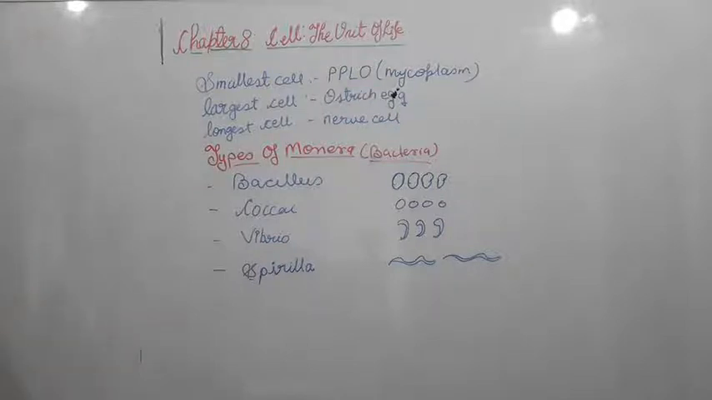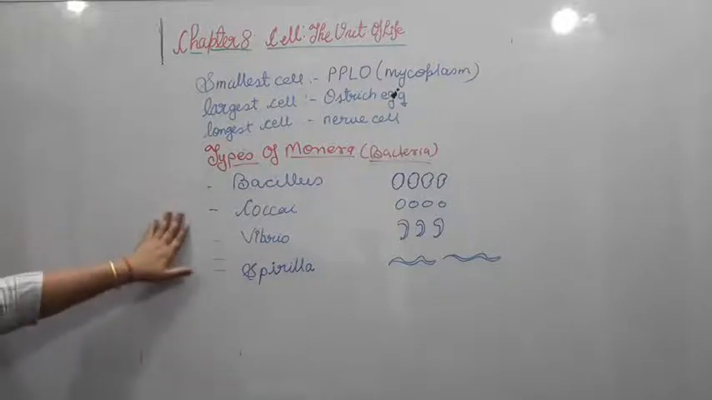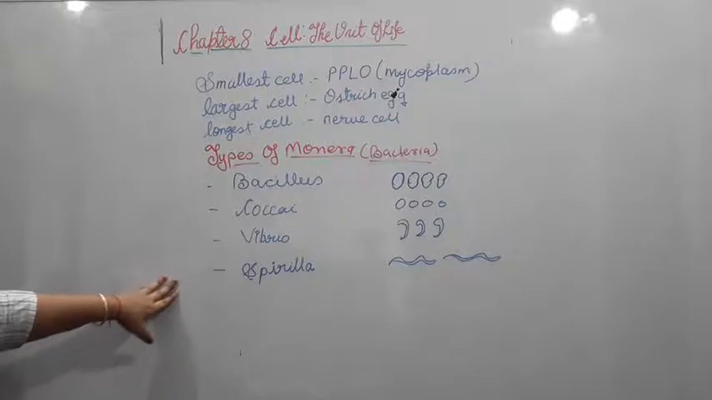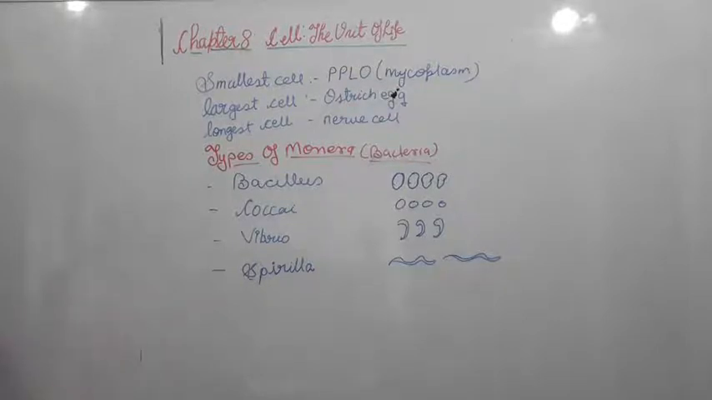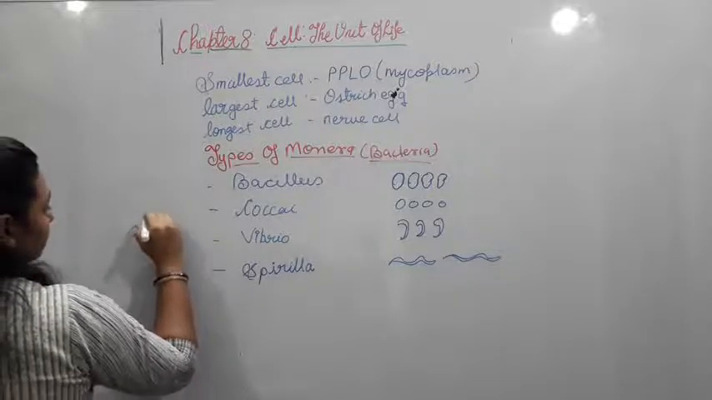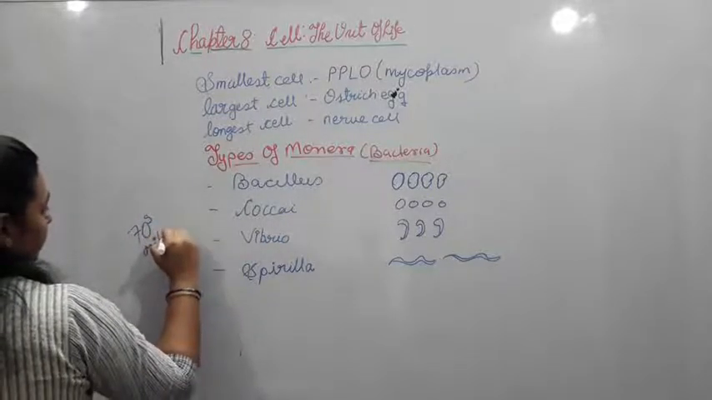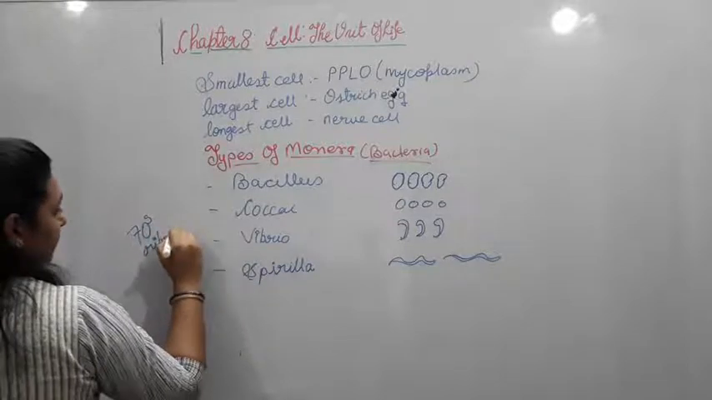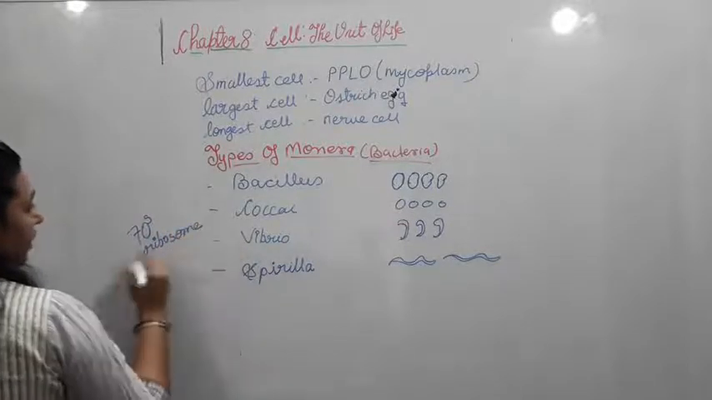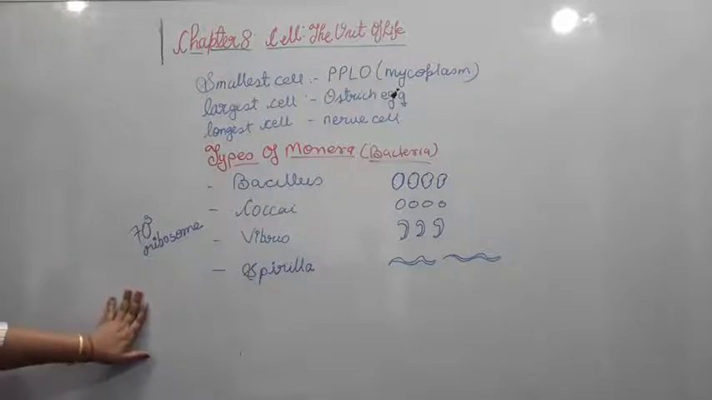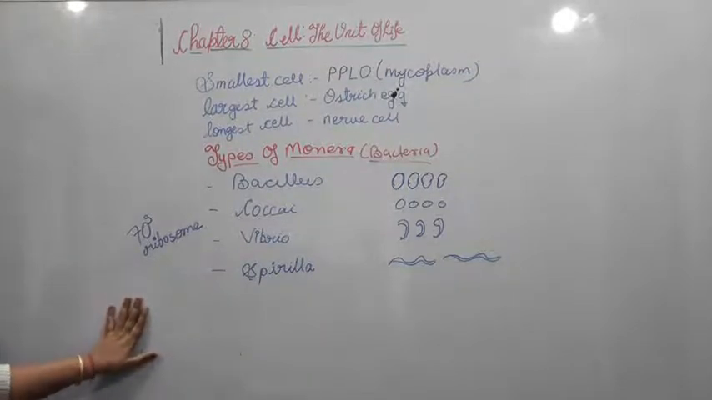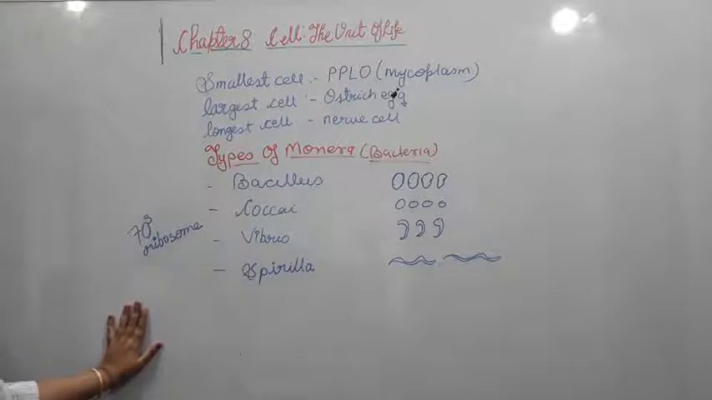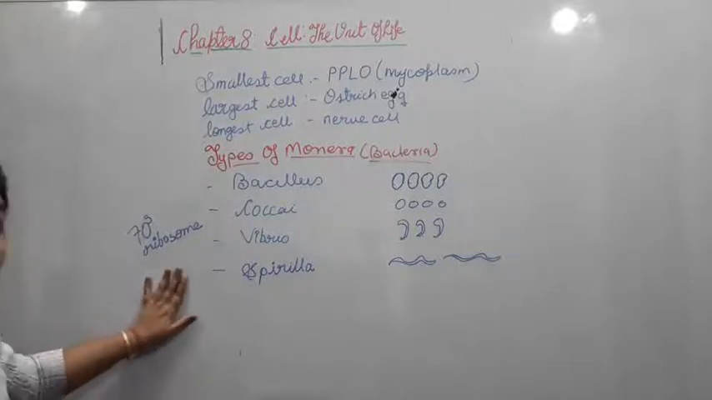Now their outer covering can be of different types also. These prokaryotes, these moneras, have 70S type of ribosome. Further we will see what it is. They have 70S type of ribosome, whereas eukaryotes have 80S type of ribosome. This is actually a type of ribosome which you can see.